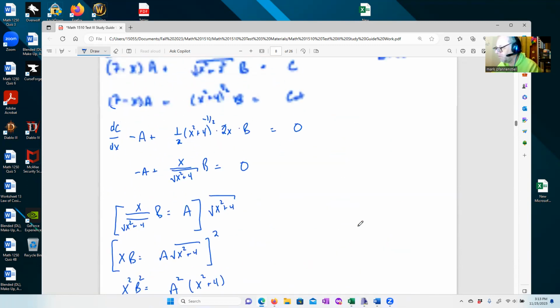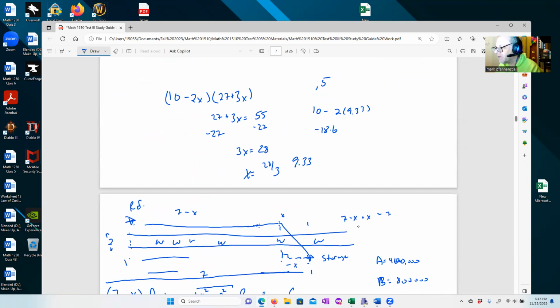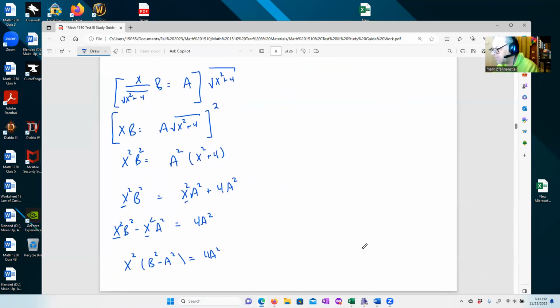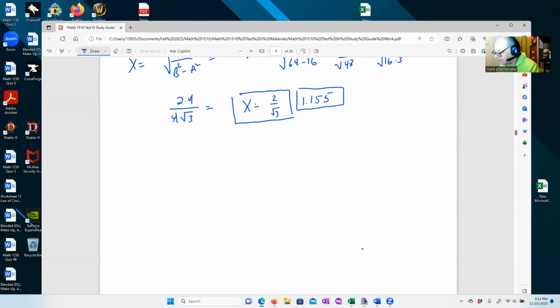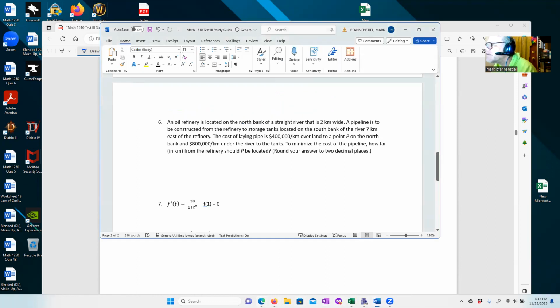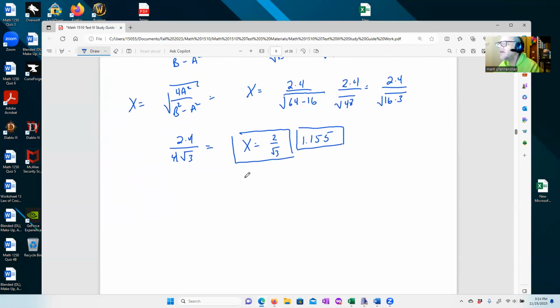Okay. So if I go all the way up here to my picture, x is going to be 1.155 kilometers from the storage is where you want to cross, and that's going to lead us to our minimum cost. Now, it didn't ask you to do anything else, so that's okay. If you wanted to check out the whole problem, it may have asked you what the cost was. To minimize the cost of the pipeline, how far away do we have to do this? They didn't ask us for the actual cost, so we could go ahead and do this.